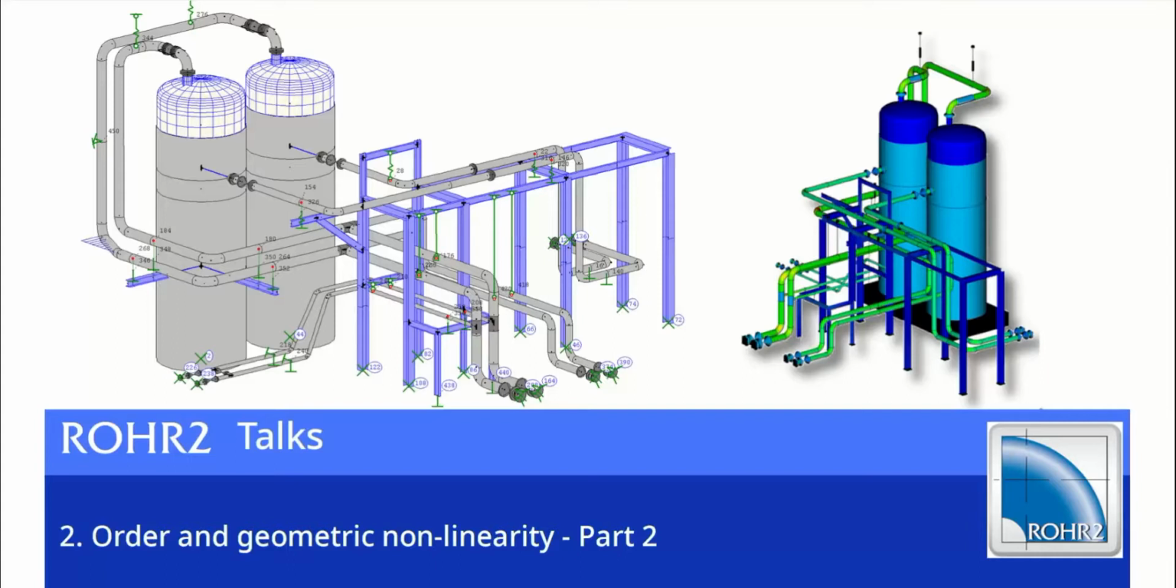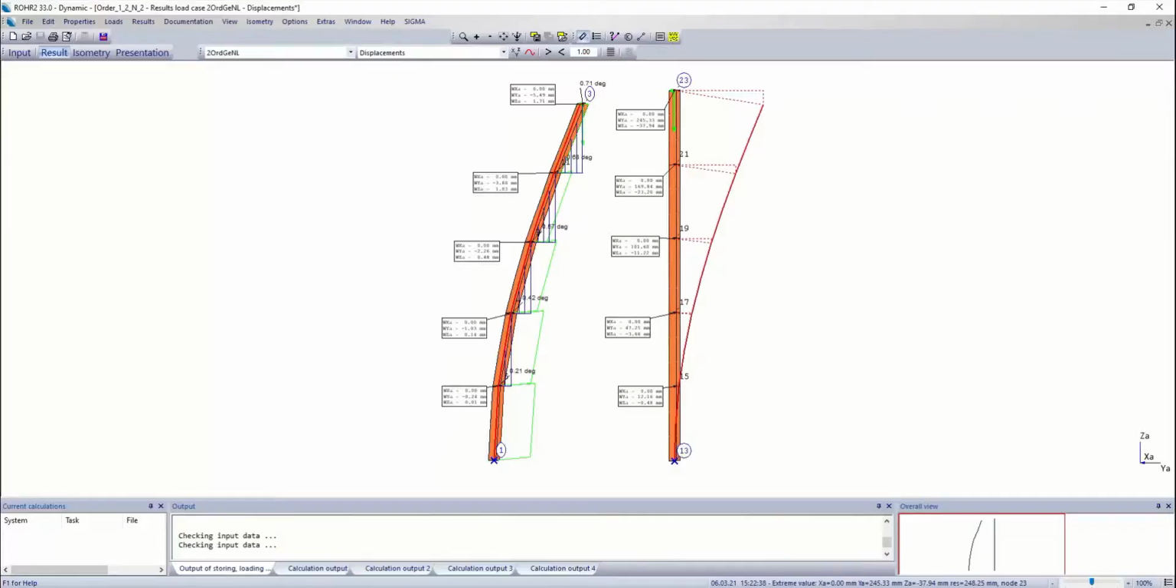Today with the second part on second order theory and geometric nonlinearity. Last time we have seen a simple Euler beam with a compressive load, and we have shown that the second order theory explains the situation in the deformed state. So we have deformed the beam to this position and could show that it's exactly the same as the result of the second order theory.